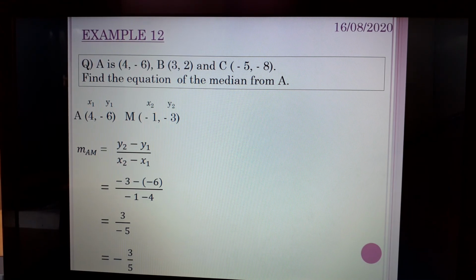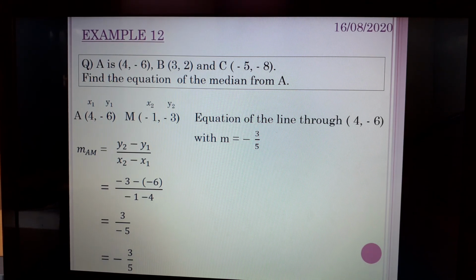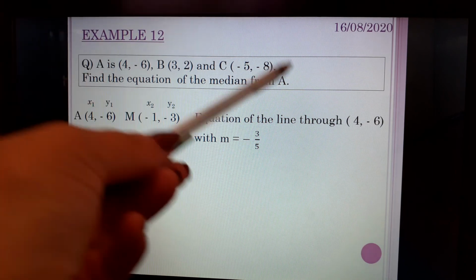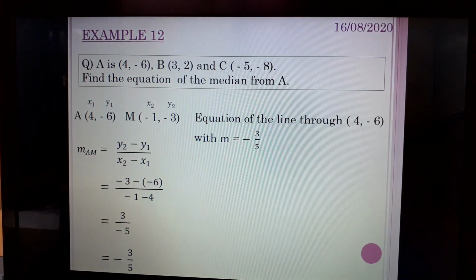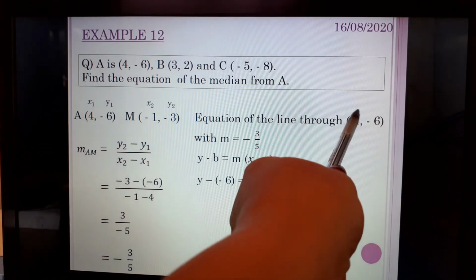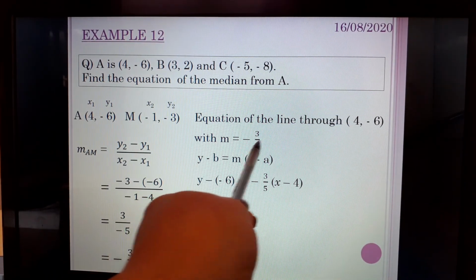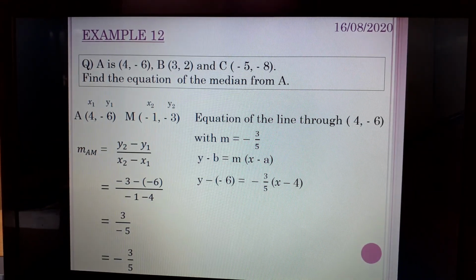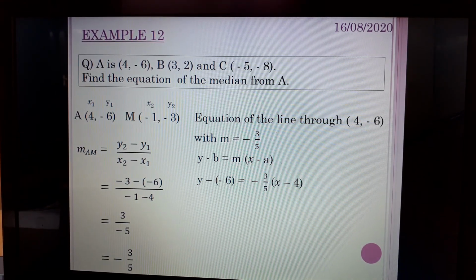And we could use the coordinate A, or if we wanted to, we could use the coordinate M. Okay, I've chosen to use the coordinate A, which is your 4, -6, and I've got my gradient there, but I could equally have used my coordinate M. That would have worked as well, because that's also on that median line. Okay, put it into the y minus b equals m bracket x minus a formula. Okay, watch out double negatives. So remember, that's your A, that's your B, that's your M. So y minus -6 equals -3/5 x minus 4.